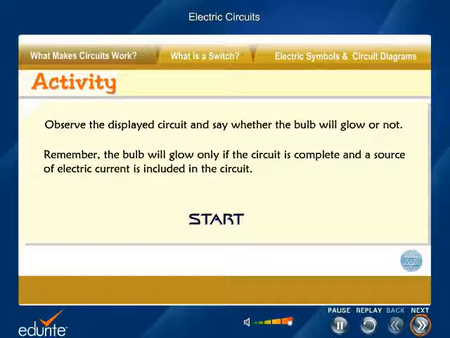Observe the displayed circuit and say whether the bulb will glow or not. Remember, the bulb will glow only if the circuit is complete and a source of electric current is included in the circuit.